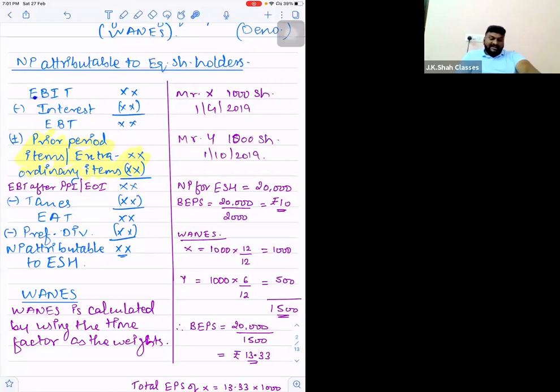Right? EBIT is earnings before interest and tax. EBT is earnings before tax. PAT is earnings after tax. So please copy down the format of the profit and loss account that you have to draft in the exam if net profit attributable to equity shareholders is to be calculated. But as I told you, 99% this will be given in the question itself. So please take a note of this. I'm giving you around 3 to 4 minutes. Please note down.